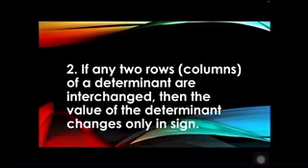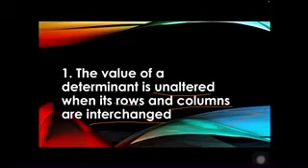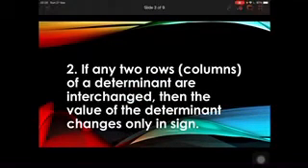The second property: if any two rows or columns of a determinant are interchanged, then the value of the determinant changes only in sign. We are not interchanging the whole matrix, we are just interchanging two rows or columns. In that case, the value of the determinant changes only in sign. The number doesn't change, but its sign will change.